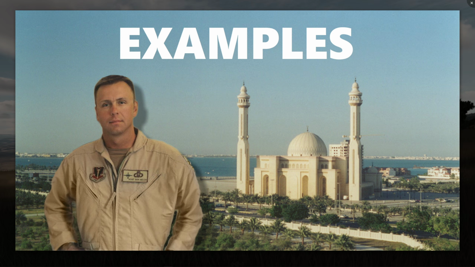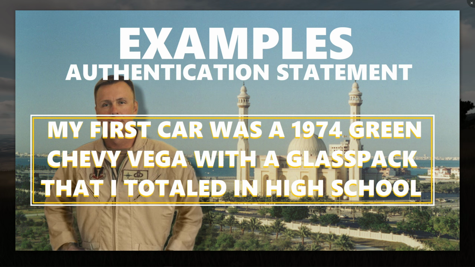So an example of an authentication statement is basically a long-run-out statement that makes sense, that the person that is isolated has come up with, that allows for at least 5 verification points of information in it. Now I'll give you what I came up with. This is one that I would use if I was a downed or isolated person that had to fill out this form. My first car was a 1974 green Chevy Vega with a glass pack that I totaled in high school. So I would write that.